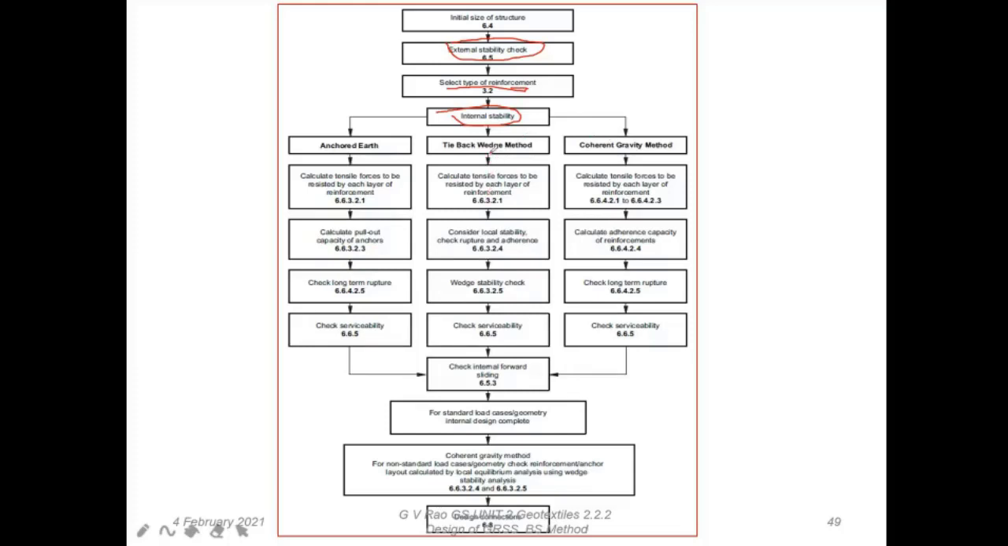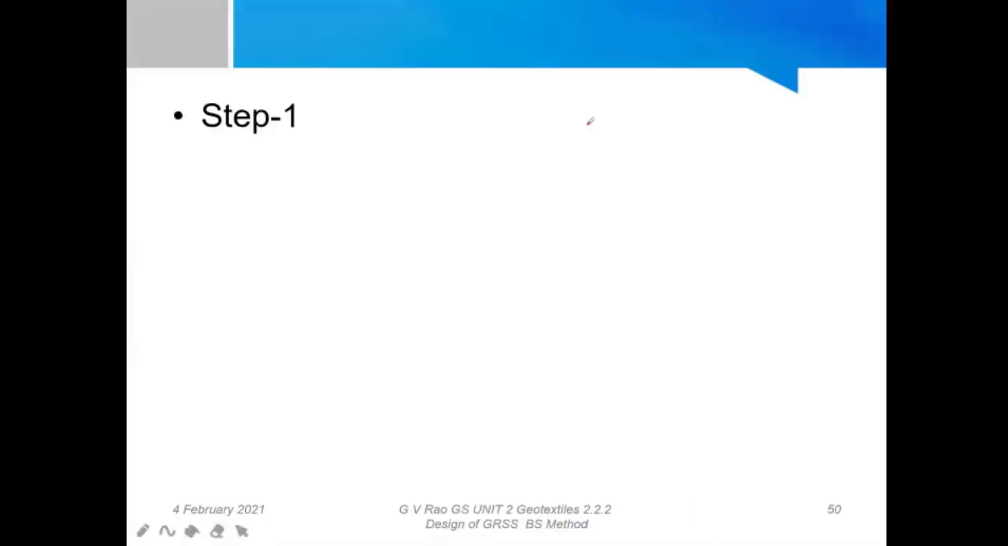Okay. So from this we get all the data. And then of course we are going to see how to specify the materials at the end of the day, and that gives the design now. So basically it starts with initial sizing, then go to extensibility, then select the type, then do the internal stability to get the length and breadth of the material and the strength of the material required, either by the tie-back wedge method or by the coherent gravity method, which depends on the type of reinforcement essentially. So that is the flow chart which we are going to think about now.